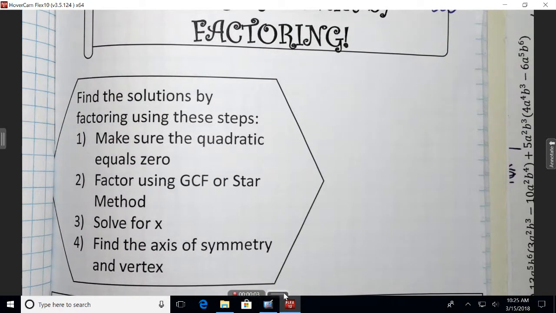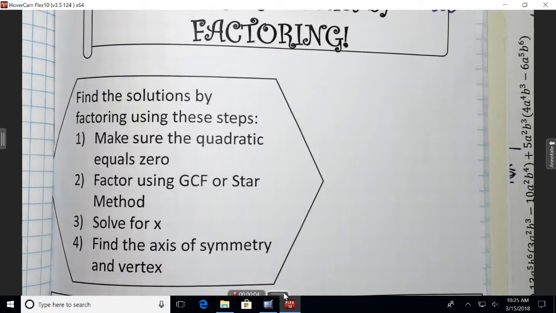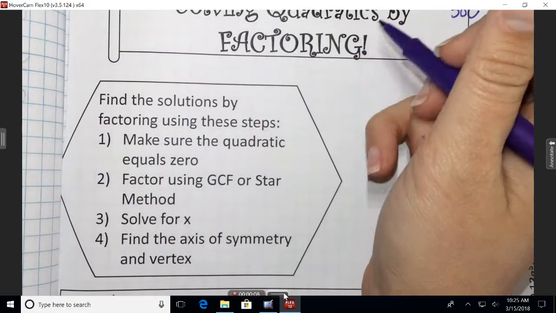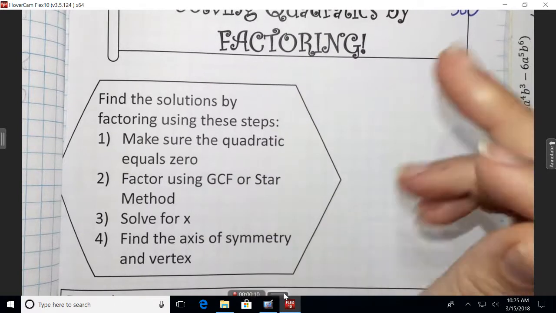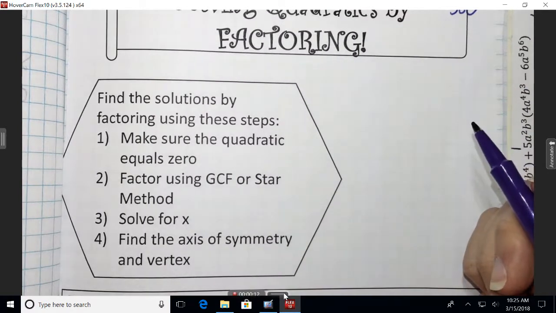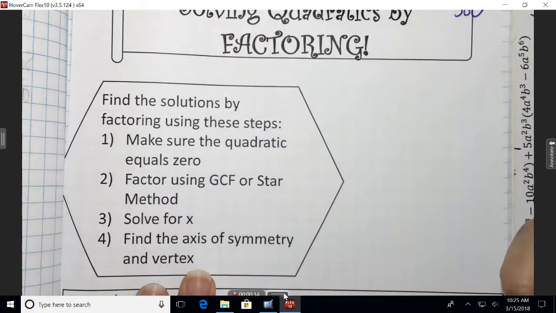Alright, so today we're adding our factoring using the star method that we did yesterday to where we find the axis of symmetry and vertex, and we're going to graph our quadratics to find the solutions. Now, what are the solutions to a quadratic?